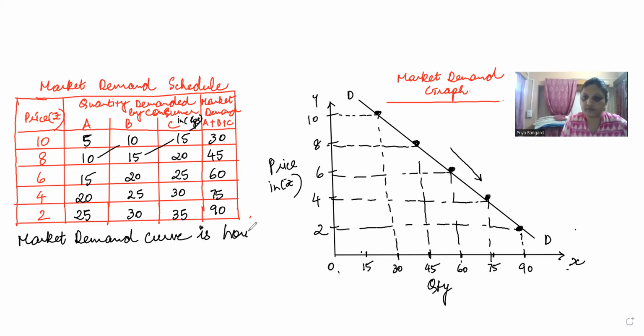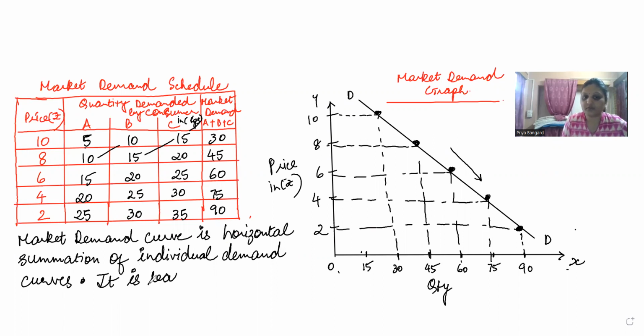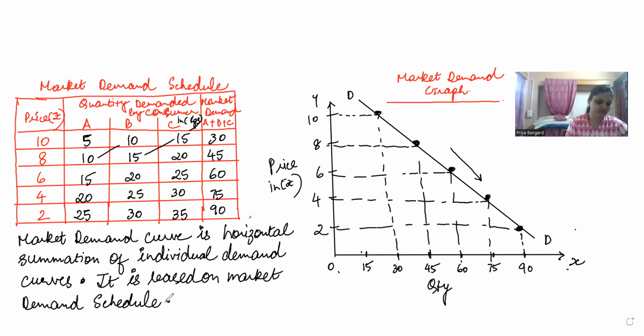Market demand curve is horizontal summation. Summation matlab total of individual demand curves. It is based on market demand schedule. Banaya kaise? With the help of market demand schedule. So it is based on market demand schedule. It represents the market demand curve. Jo graph hai na, the graph represents the market demand curve.